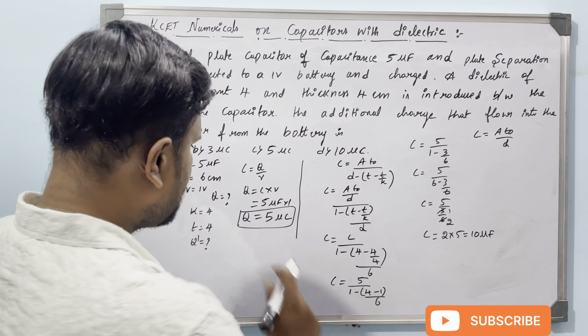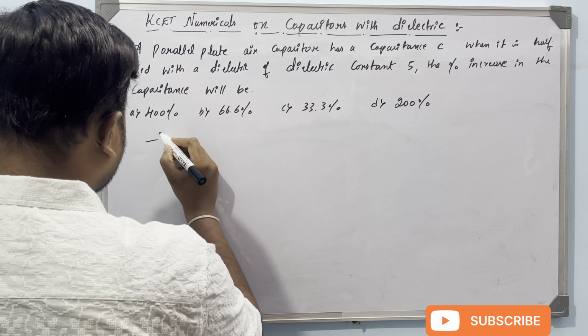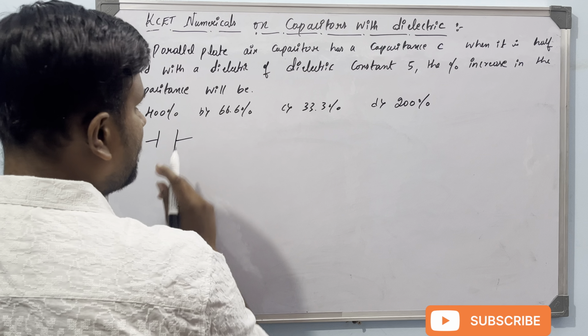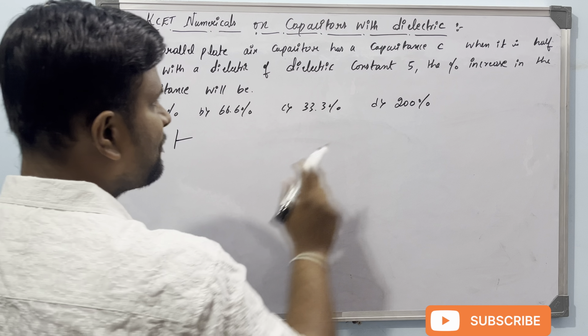So see now next numerical is, a parallel plate capacitor has a capacitance C. When it is half filled with the dielectric of the dielectric constant 5, the percentage increase in the capacitance will be. Okay. So what they have given? Initially they have given the parallel plate capacitor with air between the plates has a capacitance C. When it is half filled with the dielectric, here they are filling the dielectric material having the dielectric constant K is equal to 5. Okay. So the percentage increase in the capacitance will be.